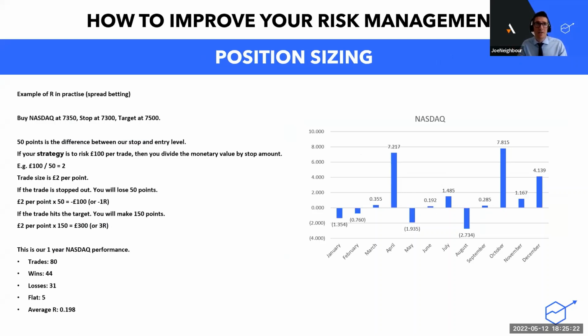And if we were to buy NASDAQ at a price of 7,350 with a stop loss at 7,350 and a target of 7,500, we can see there we've got a stop loss of 50 points on this particular setup. Now, if we were to risk £100 or $100 on this trade idea, then in order to calculate the trade size and how much exposure we should have, we would do the amount of monetary risk, which is £100, and we divide that by the amount of points that we're risking. This is how it works for indices.